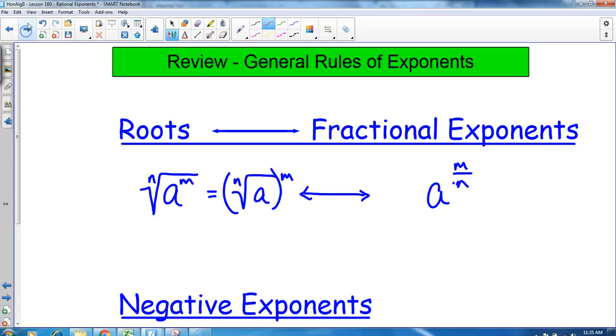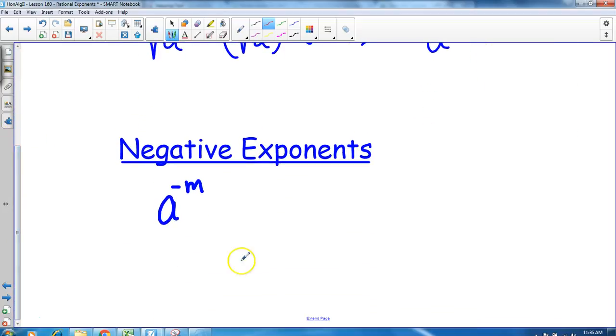Okay, so there's a couple examples of those. Again, just to review, we can go from this root form to the fractional exponent form. Whatever the power is, that's going to be the numerator in your fractional exponent. Whatever the root is, that's going to be the denominator in your fractional exponent. All right, another rule that we want to review here is negative exponents. Anytime you have a negative exponent, the rule is we negate or change the sign, and flip or take the reciprocal.